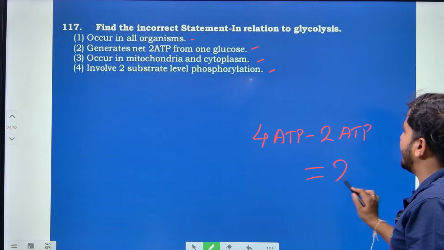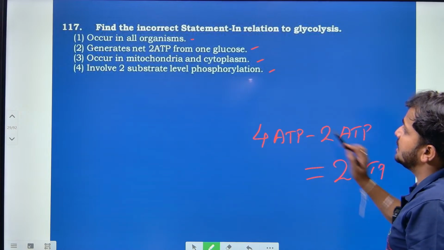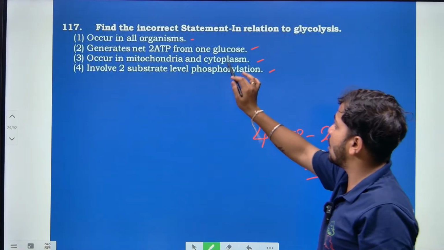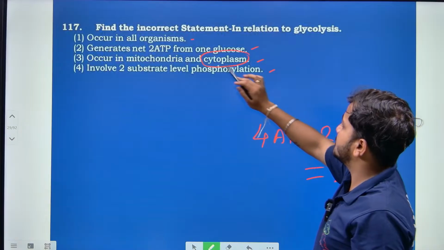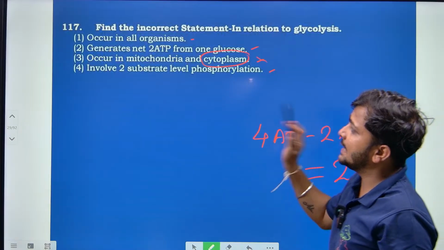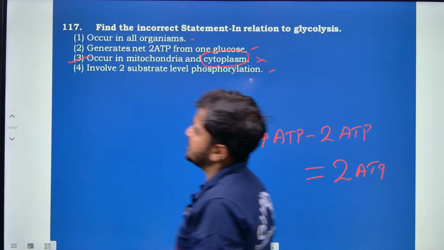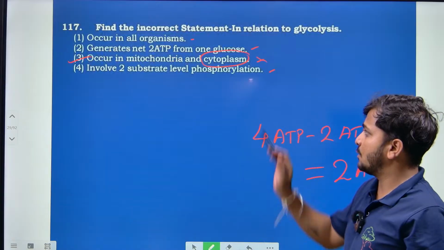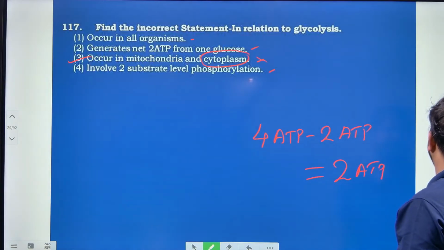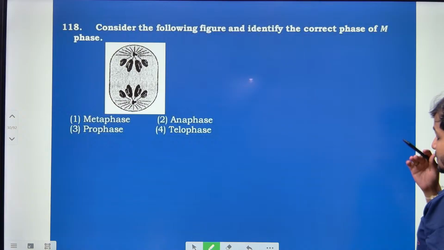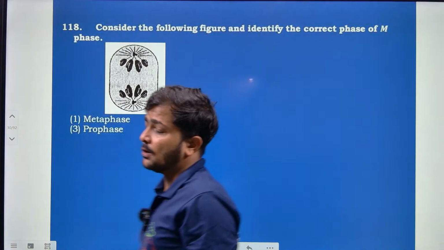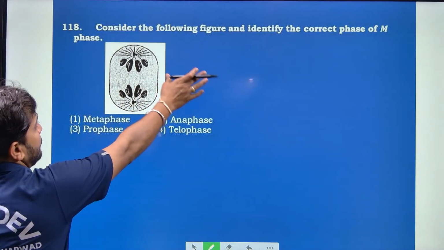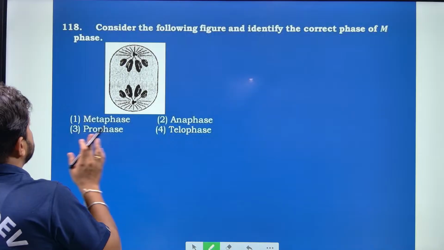So the overall net gain of ATP will be 2. So this is correct. But "occurs in mitochondria and cytoplasm": no, glycolysis occurs only in the cytoplasm, not in the mitochondria. So the incorrect statement is option 3. Then, involves two substrate level phosphorylations: yes, that is what I am going to find out. When there is a conversion of 1,3 bisphosphoglycerate to glycerate, there we find substrate level phosphorylation.